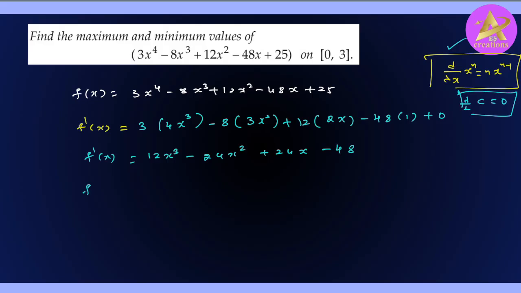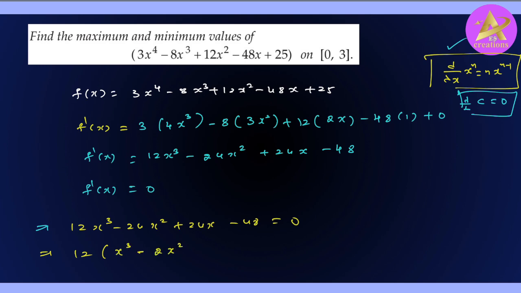Next step is we have to take f dash of x equal to 0 to get x values. We get 12x cube minus 24x square plus 24x minus 48 equal to 0. From this, if you take 12 common, you get x cube minus 2x square plus 2x minus 4 equal to 0.